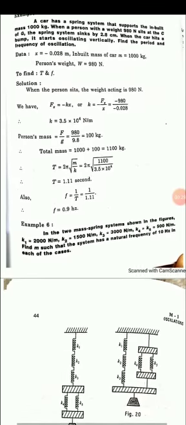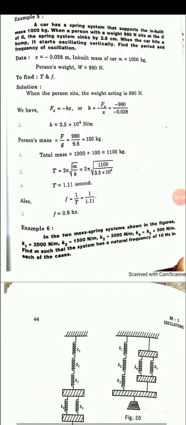For that, you have to apply the formula, that is Fx is equal to minus kx, or k equal to Fx divided by x. Here 980 is given, that is F is equal to m into g. The extension x is mentioned as 2.8 centimeter, which you have to convert into meters. So it becomes 0.028. After calculating, you are getting the k value as 3.5 into 10 to the power 4 Newton per meter.